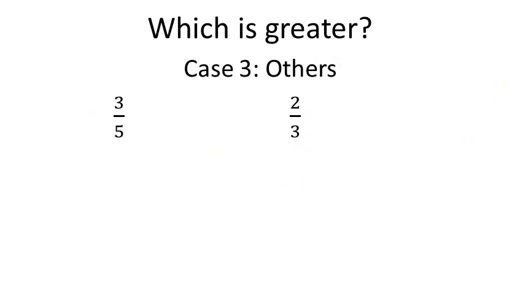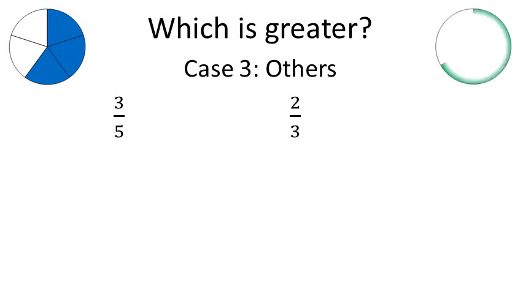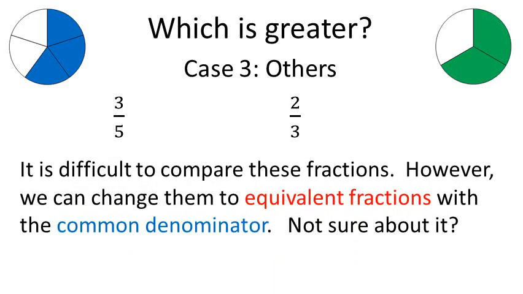Case number 3. For example, 3/5 and 2/3. 3/5 looks like this in the diagram, and 2/3 is like this. It is still difficult to say which fraction is greater. However, we can change them to equivalent fractions whose denominators are the same. This same denominator is called the common denominator.